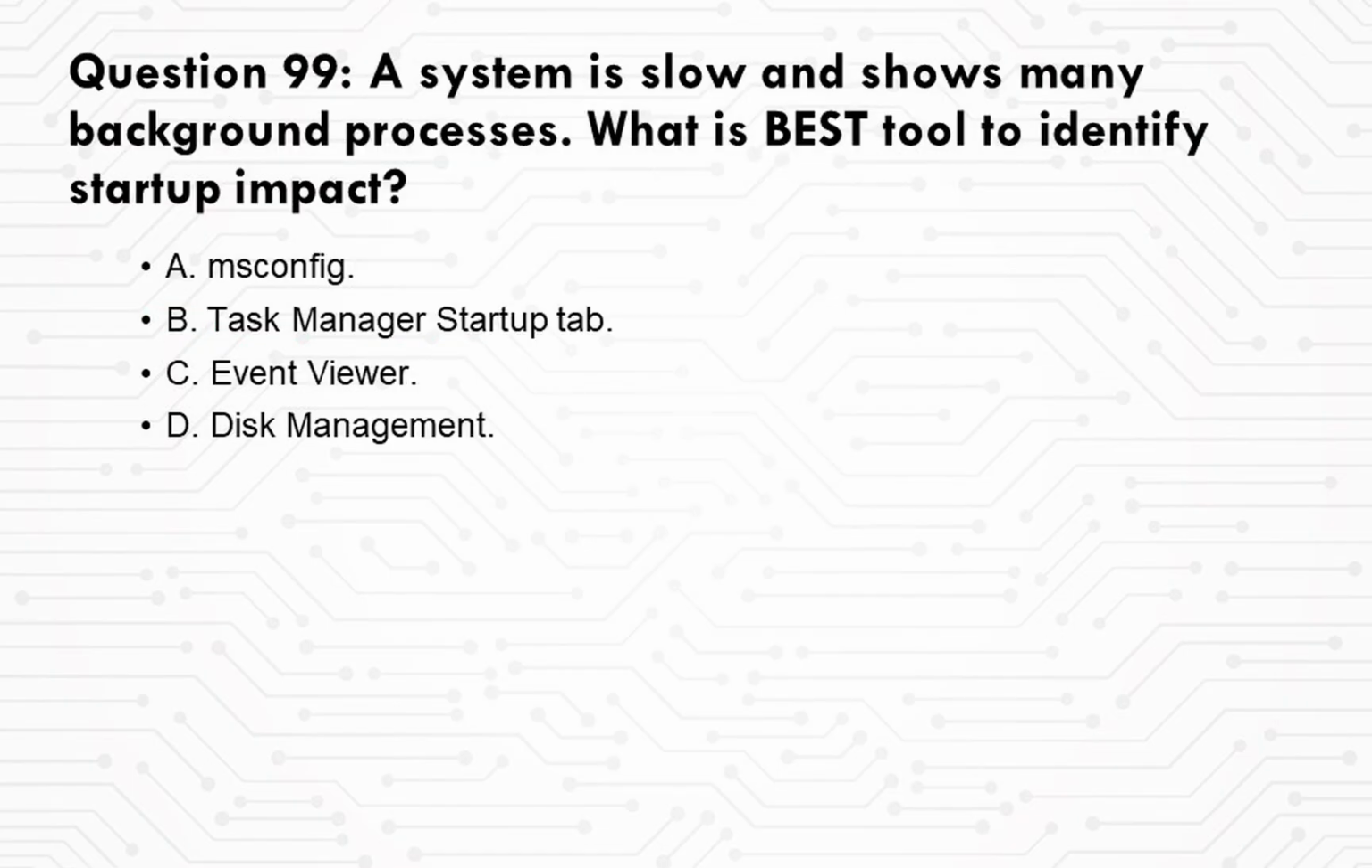Question 99. A system is slow and shows many background processes. What is best tool to identify startup impact? A. msconfig. B. Task Manager's Startup tab. C. Event Viewer. D. Disk Management. Answer: B. Startup tab shows impact of startup programs.